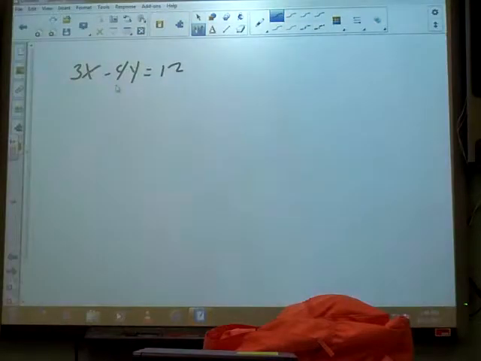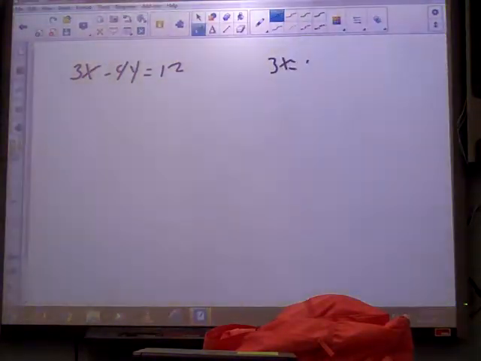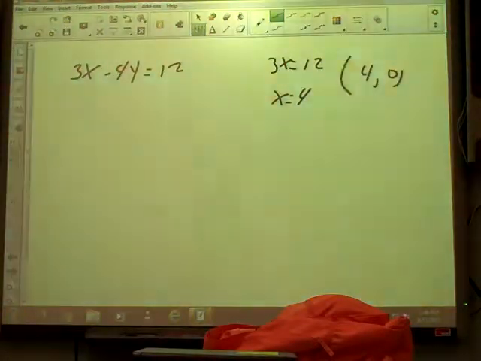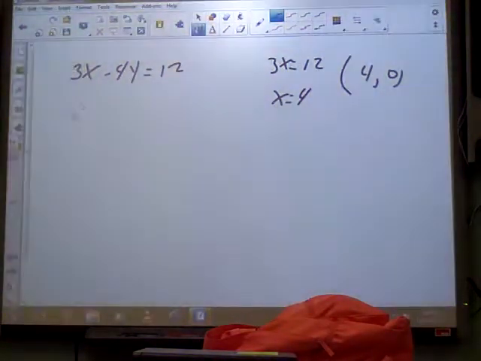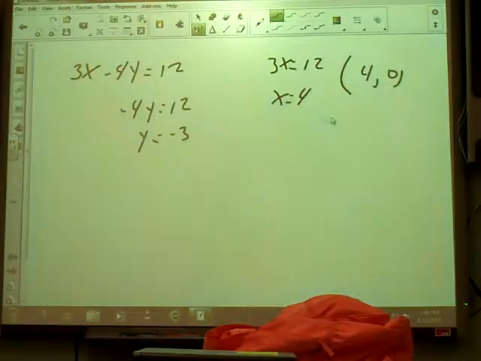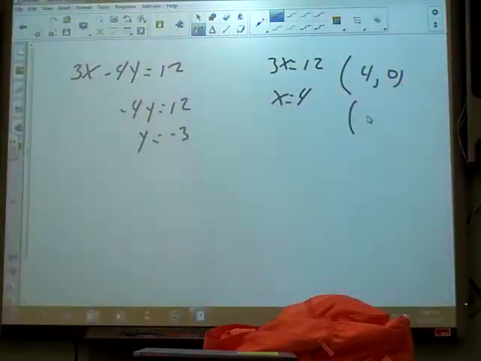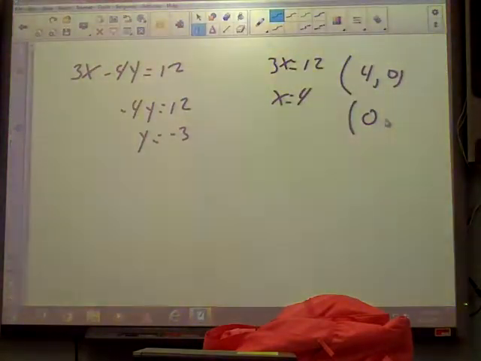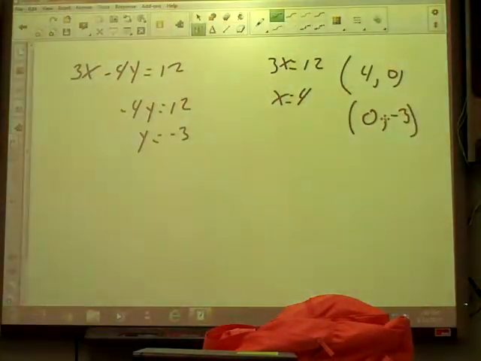Just take that y out. That gives you 3x is 12, which means x is 4. So we have a point at 4, 0. Let's plug a 0 in for our x. Just take that x out. That gives you negative 4y is equal to 12, which means y is negative 3. Now be careful how you write that. We put a 0 in for the x, right? So that would be how those ordered pairs would look.